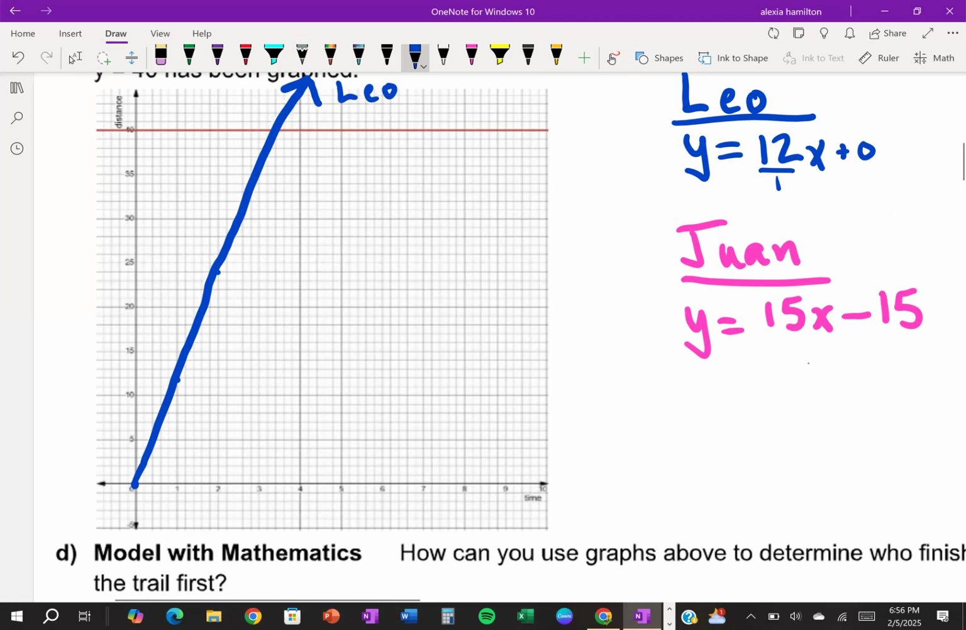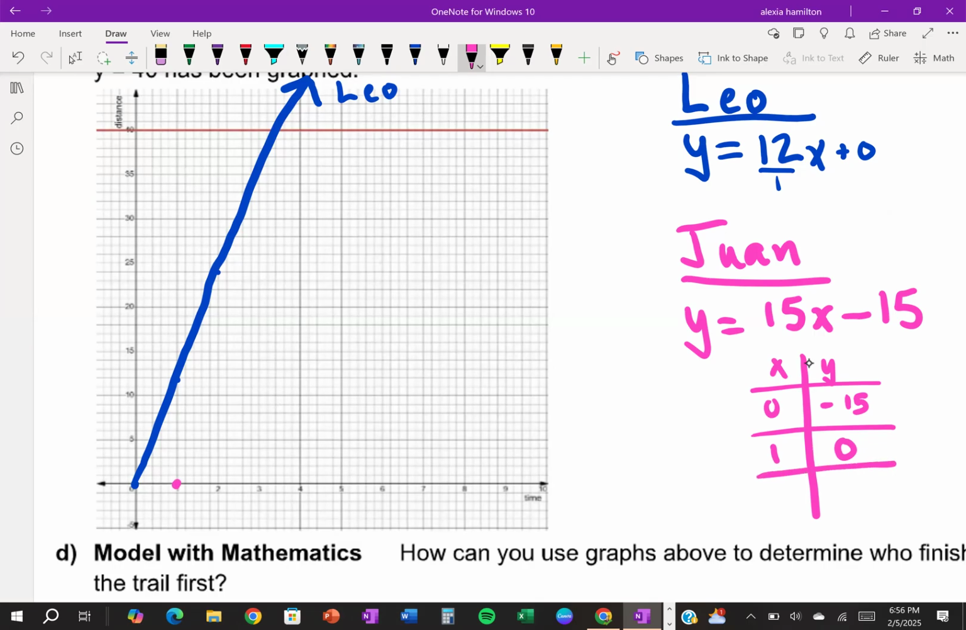We'll call it Leo. And then for Juan, oh shoot, I don't have a y-intercept that works with my graph. Minus 15. Okay, well, I can't graph it using the y-intercept, which would be 0, negative 15, right? Well, what would it be after 1 hour? So 1 hour would give me 15 times 1 is 15. And then all of that minus 15 is 0. So I'm here.